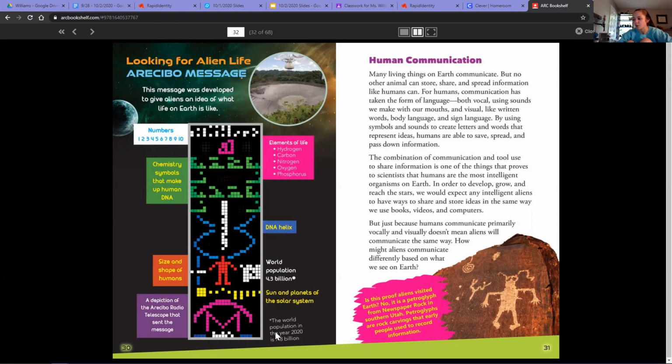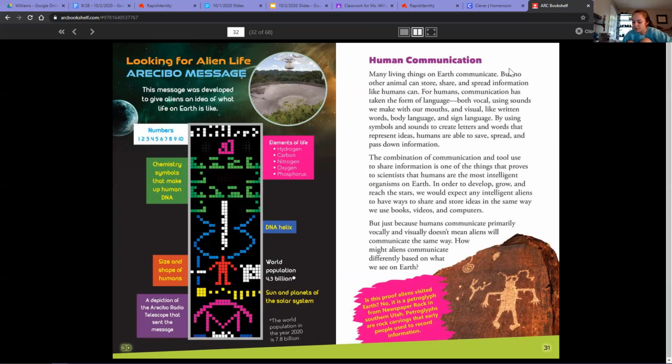So it says down here, the world population in the year 2020 is 7.8 billion. Here it says, the depiction of the Arecibo radio telescope that sent the message. Over here it says, sun and planets of our solar system. On the top of page 31.